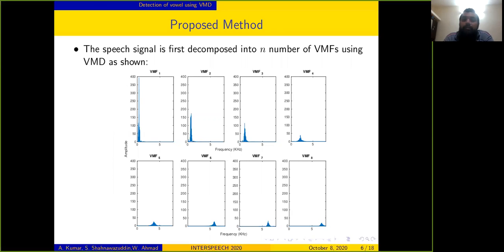So this is the proposed method. First, the speech signal is decomposed into a number of VMFs using the VMD as follows. Here we decompose the given speech signal into 8 VMFs. The figure of each VMF has been shown, where you can easily see that all these VMFs are around some compact frequency, around some central frequency.